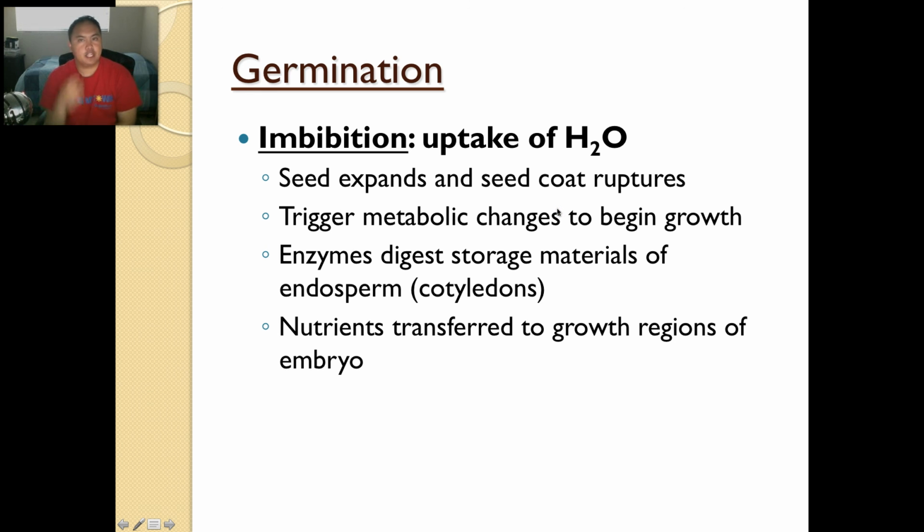How does a seed get germinated? If you want to plant a seed and grow it, how does it germinate? There's a fancy word we talked about, imbibition, where it does not germinate until it reaches the required amount of water. Once it gets that water, it tells the seed, all right, go, unpause. So the seed starts to expand, the seed coat then ruptures, and then it triggers the metabolism to start. The enzymes digest the storage materials of the endosperm. Remember, the endosperm was the triploid, and it starts to digest that endosperm, and then the nutrients start to transfer to growth regions, and the seed just grows and grows and grows.